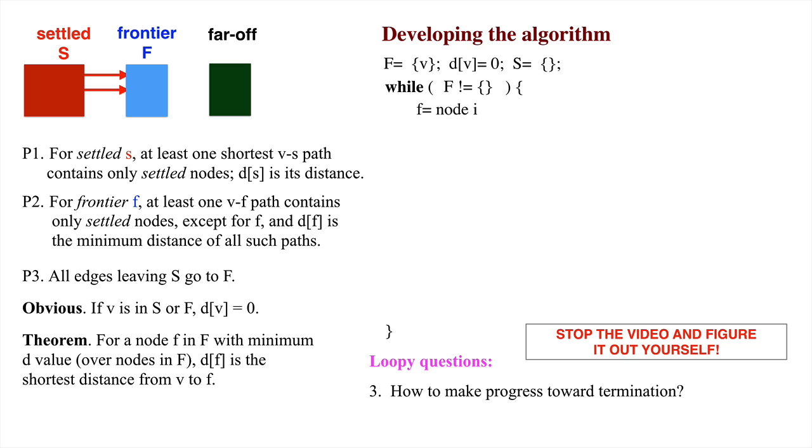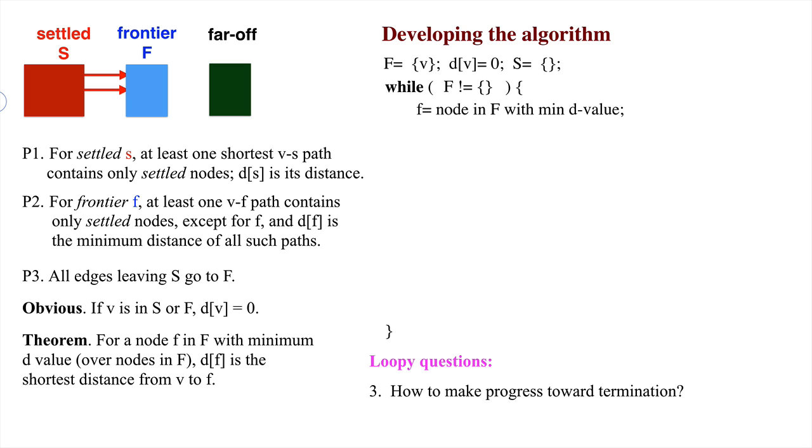Let F be a node in the frontier with minimum D value. The theorem says that D sub F is the shortest path distance from V to F. So, move F from the frontier to the settled set. This keeps invariant P1 true. We show this happening. We also show that there may be edges leaving F and going to nodes in all three sets. We'll have to deal with these to maintain invariance P2 and P3. And we also show the shortest path from V to F.